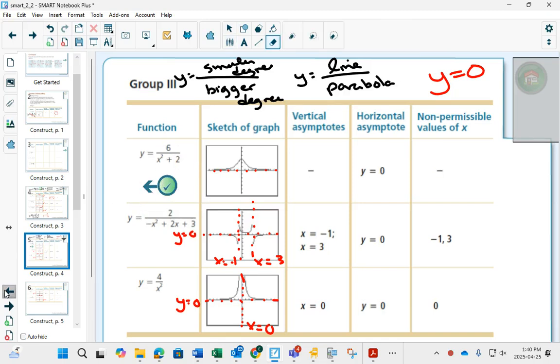And then with that in mind, why does that happen? Well, remember that horizontal asymptotes deal with extremes. And if you have a bigger degree on the bottom and you put in a huge number, does it make sense that the bottom is going to be huger than the top?